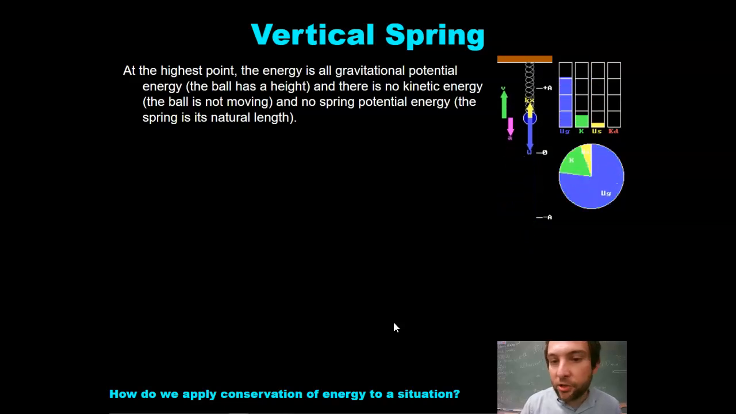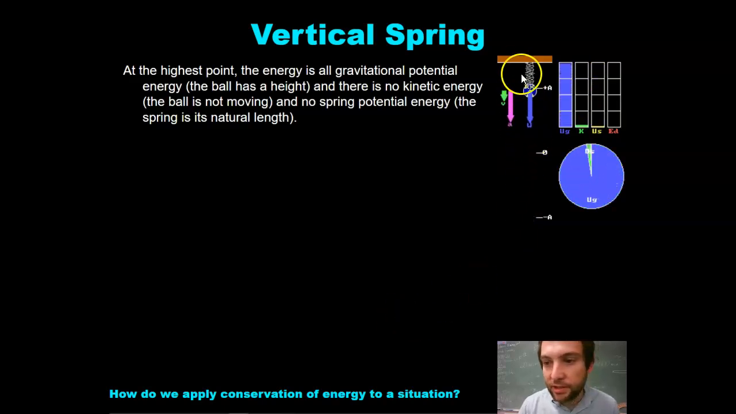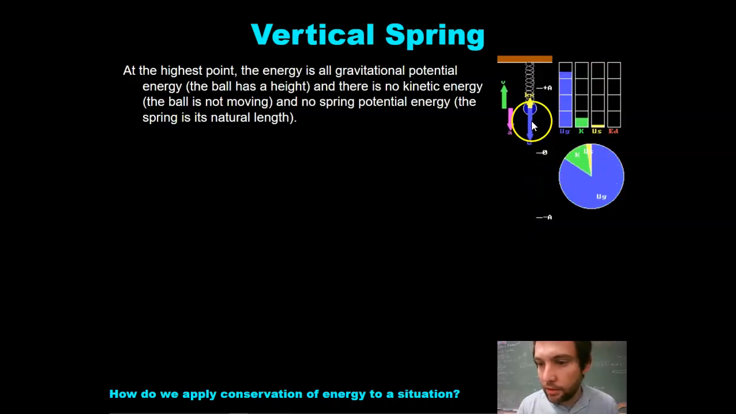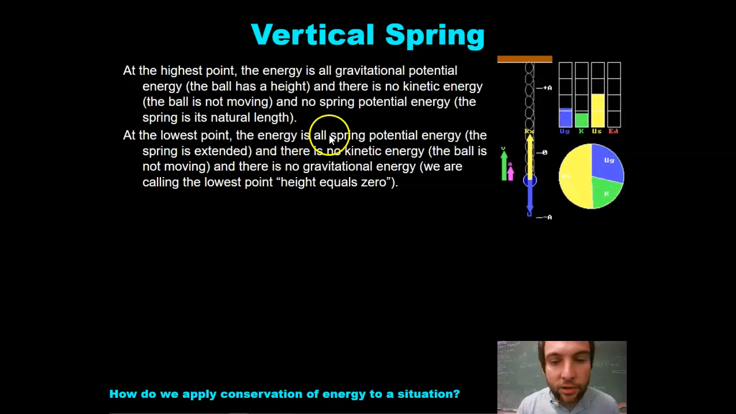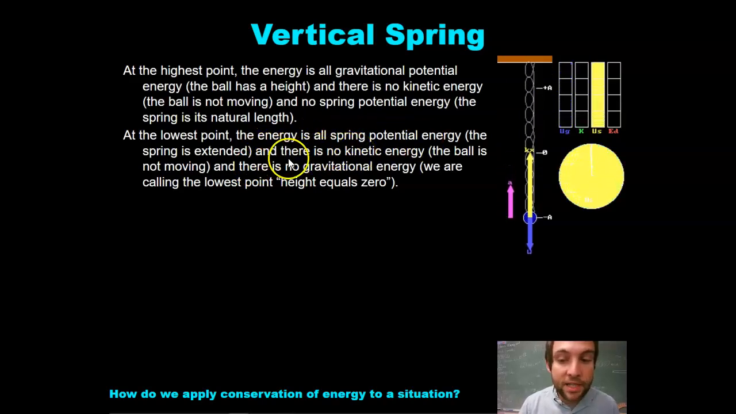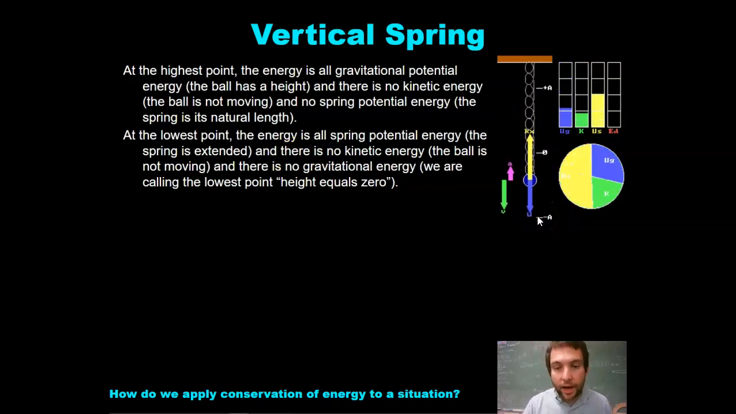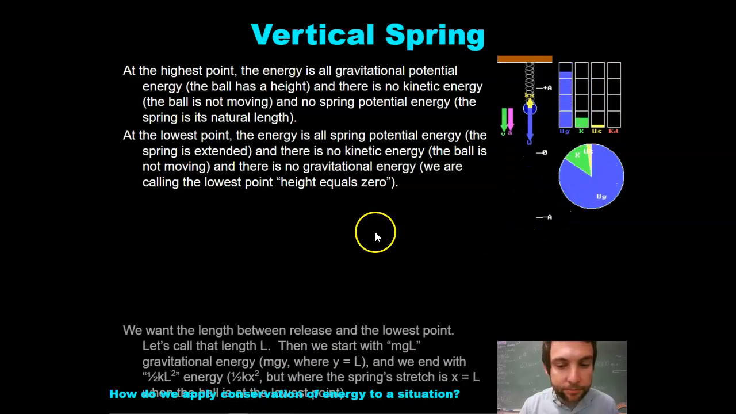At the highest point, the energy is all gravitational potential energy, and there is no kinetic energy and no spring potential energy. The spring is at its natural length. At the lowest point, the energy is all spring potential energy, and there is no kinetic energy and no gravitational energy, as long as we call this lowest point our zero. So y equals 0 right here at negative A.